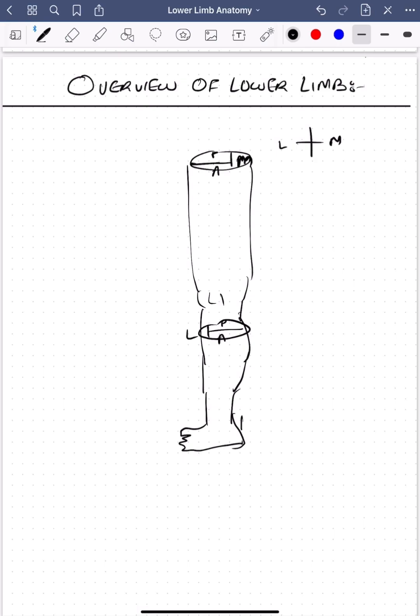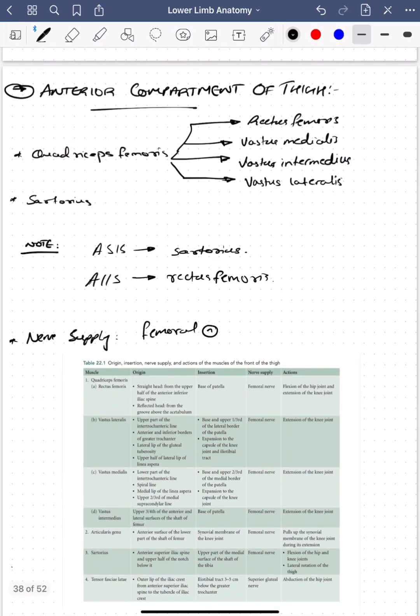So let's begin with the anterior compartment of thigh. In simple words, the anterior compartment of thigh has two muscles, the quadriceps femoris and the sartorius. Now quadriceps femoris, the word quad means four, so it has four muscles. The four muscles are the rectus femoris and the three vastus muscles: vastus medialis, vastus intermedius, and vastus lateralis. Other than that we have the sartorius muscle. So these are the muscles in the anterior compartment of thigh.